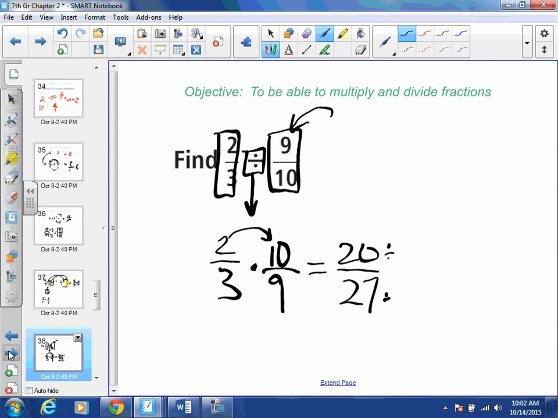I want to know if I can simplify that. So in my head, I try to divide both of these by 2. Does not work. Try to divide them both by 3. Does not work. Try to divide them both by 5. Does not work. Usually those are my go-tos. I try dividing by 2, 3, and 5 to see if it will simplify.